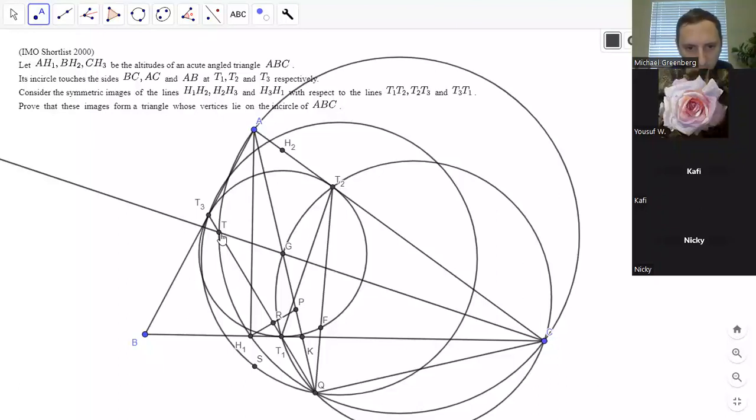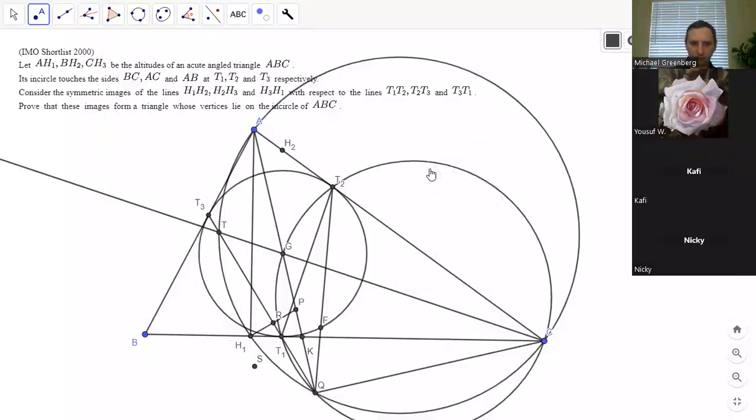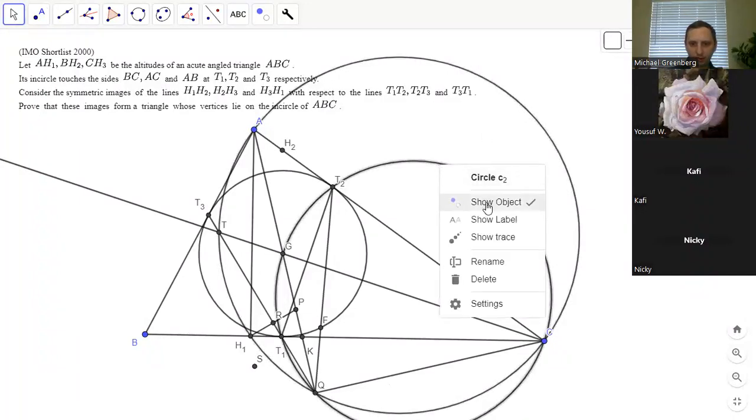AQT equals half of C, and H1QT equals HCT equals half of C. Okay, so that makes it really fast. Then we only need one of the circles. We don't need any other. Well, we want this circle, right? We need this big circle.